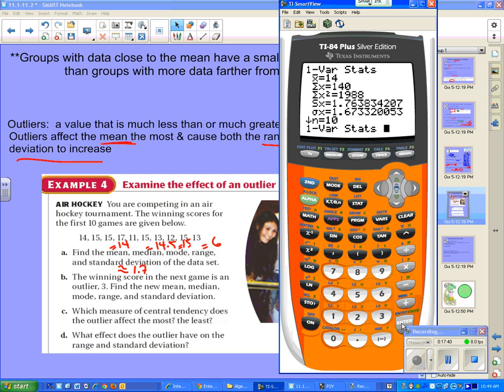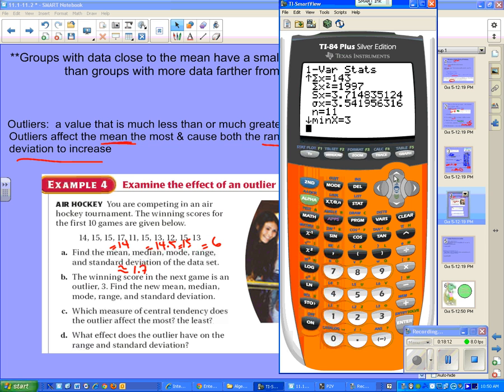One variable statistics. And there we go. So now our mean is 13. Our median is 14. Has our mode changed? No, that's still 15. Our range, now we're going from 3 to 17. So 17 minus 3 is 14. Okay, so our range has increased a lot.